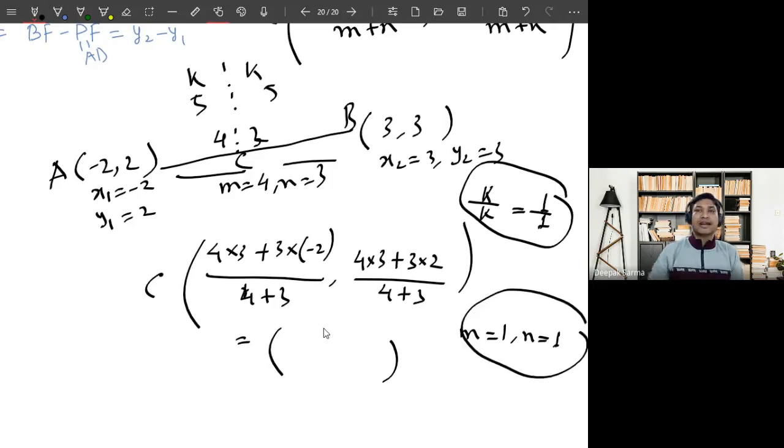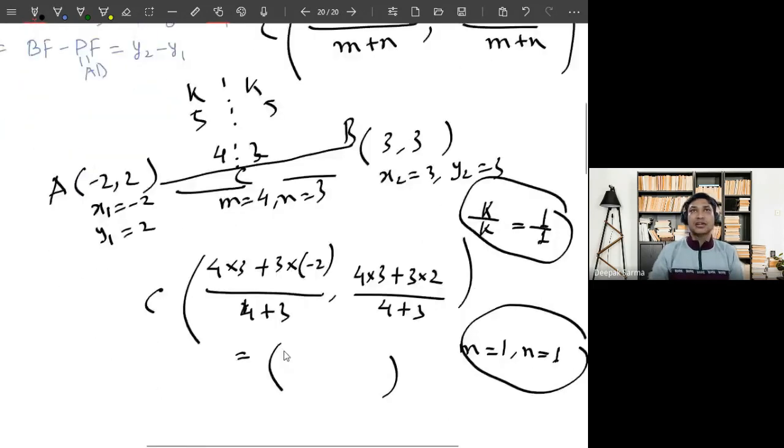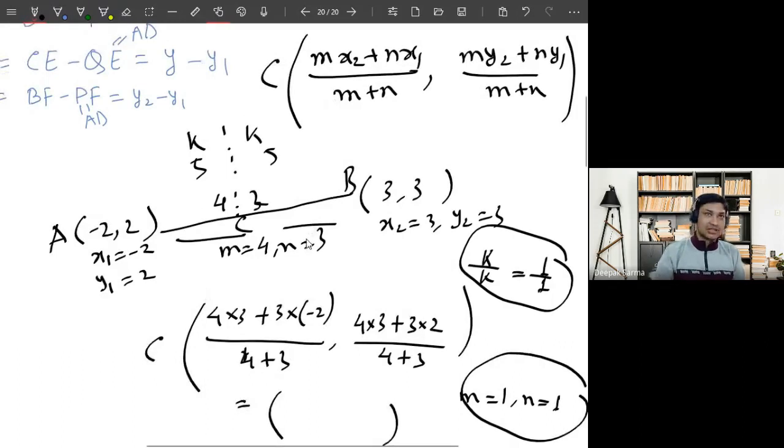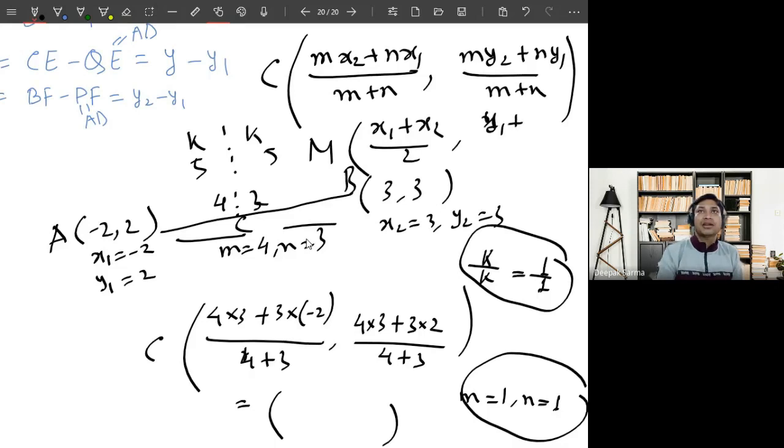So if I write m equal to 1 and n equal to 1, what do I get? If I consider the midpoint, that means m is equal to 1 and n is equal to 1, then the formula is x1 plus x2 by 2, because m is equal to 1, n is equal to 1, 1 plus 1 is 2, and here y1 plus y2 by 2. Do you see? If you have to find the midpoint, it's much easier.